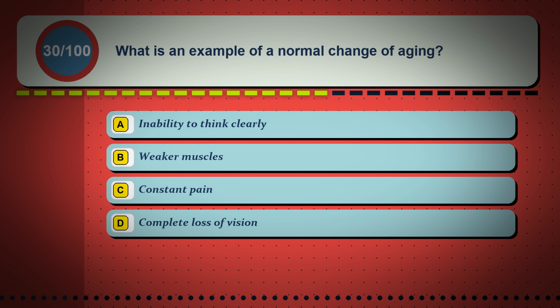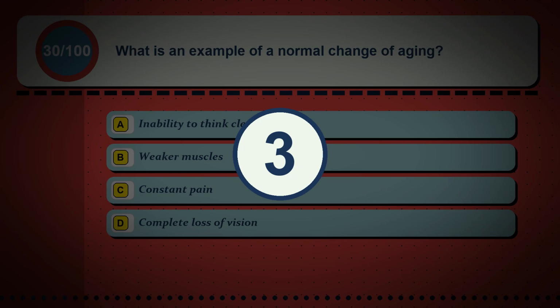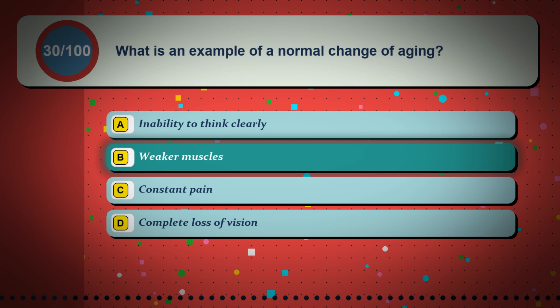Option A, inability to think clearly. Option B, weaker muscles. Option C, constant pain. Option D, a complete loss of vision. The correct answer is option B, weaker muscles.